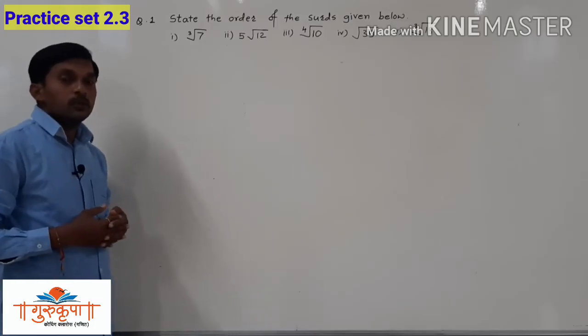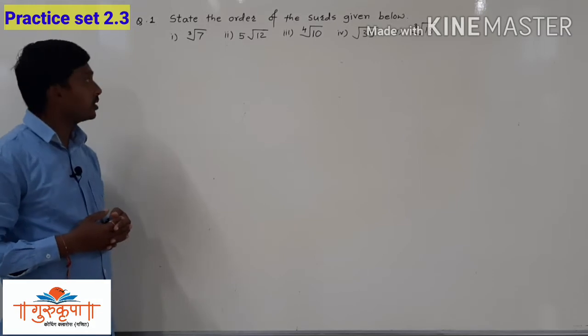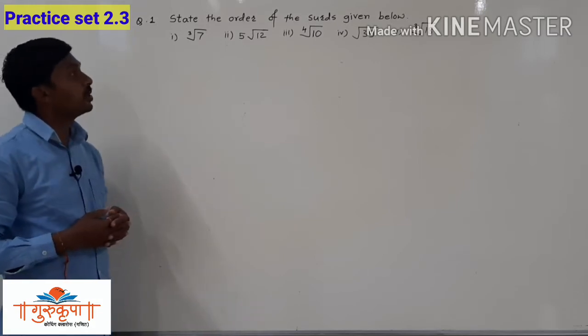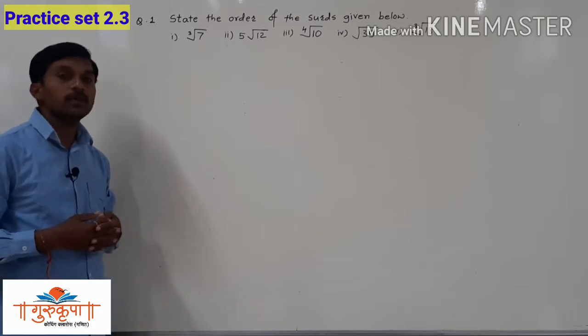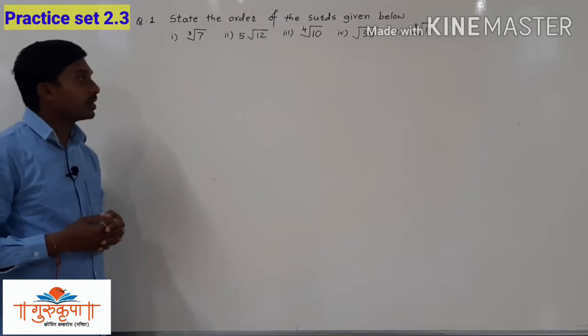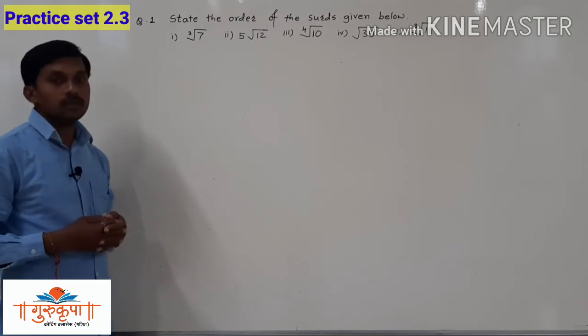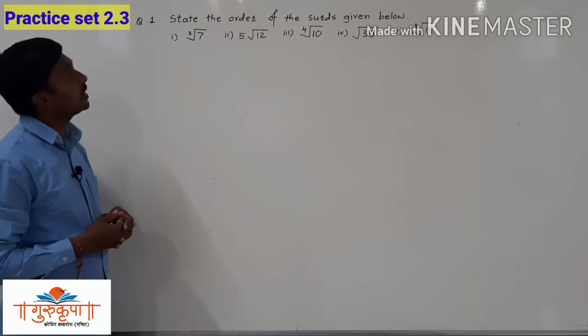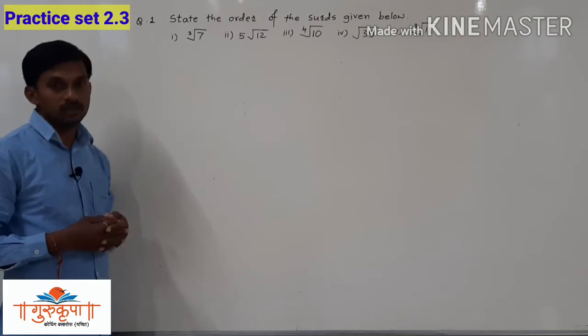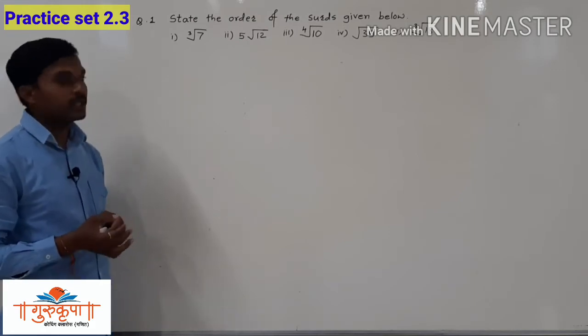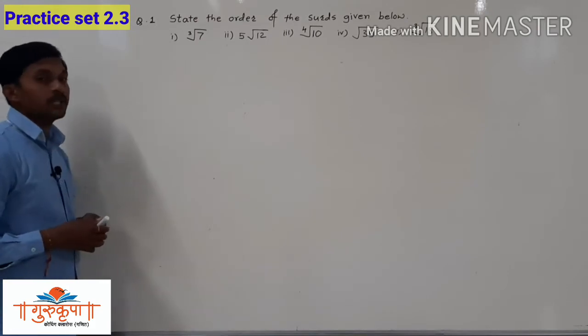Practice set 2.3. First question. The question is, state the order of the surds given below. We have been given the surds and we have to write the order of each surd. So we have 5 examples in all.